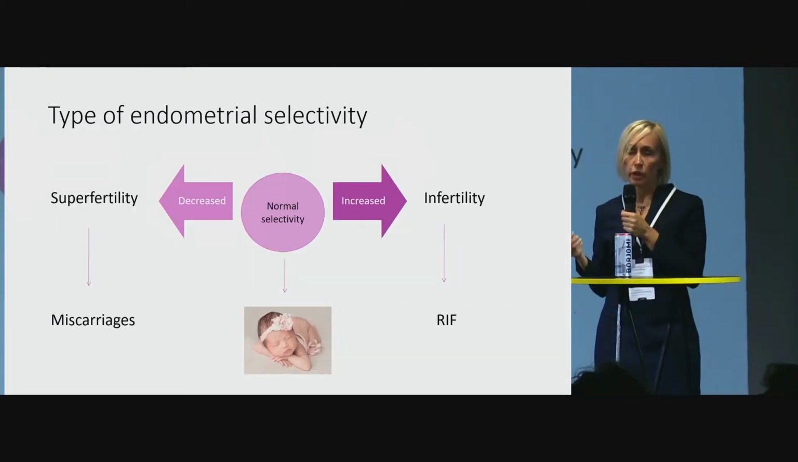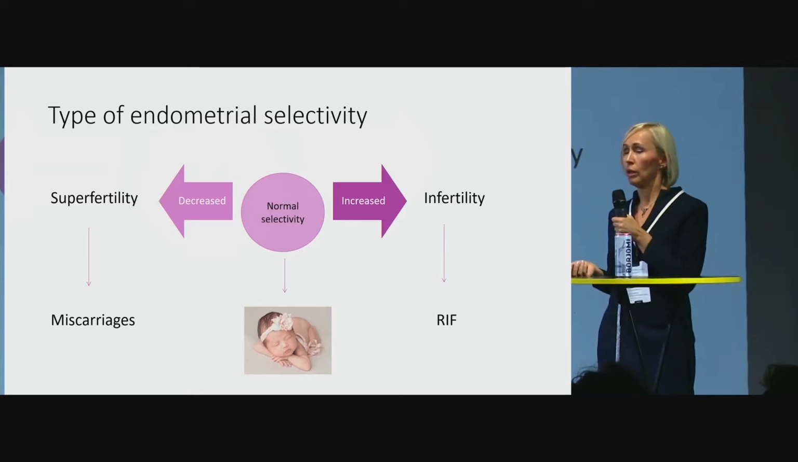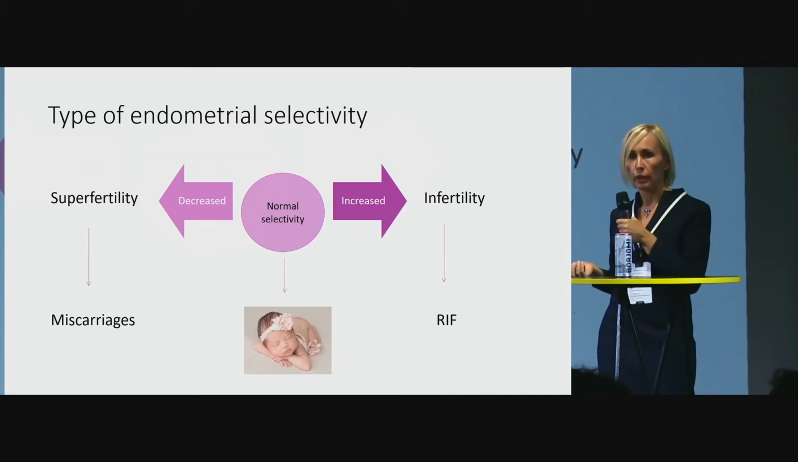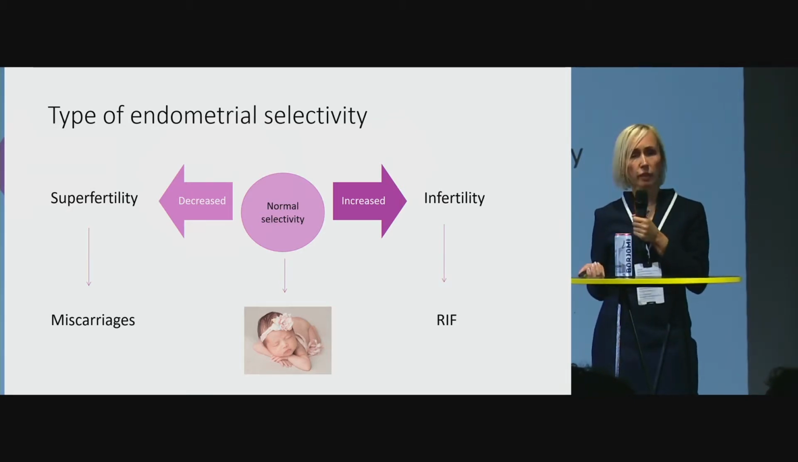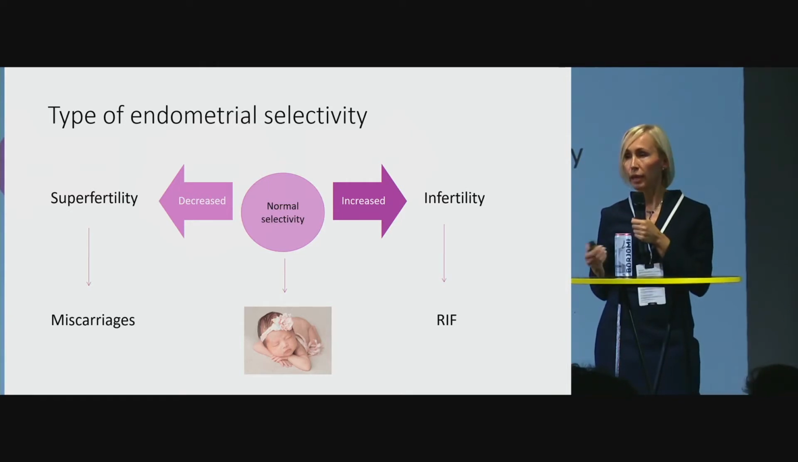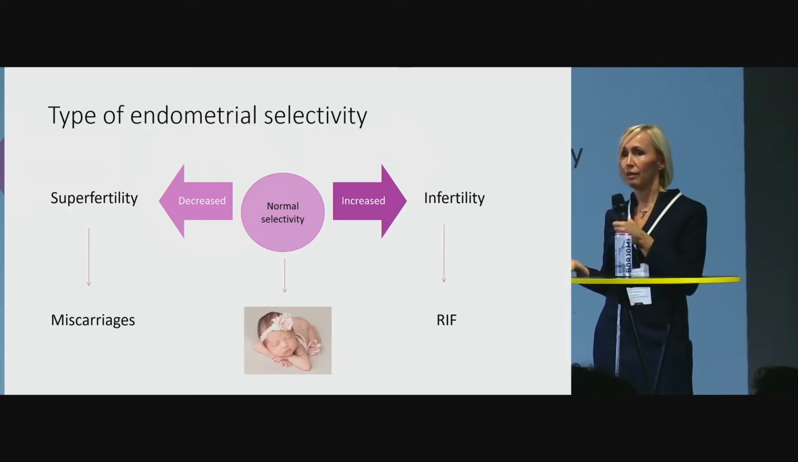So, about endometrial selectivity and its changes. In usual life, selectivity should be normal, because just normal selectivity results in a normal delivery and a healthy newborn. In case of increased selectivity, it means that any embryo, euploid or aneuploid, getting in the uterus doesn't have a chance to be implanted. On the other side, with decreased selectivity, any embryo, euploid or aneuploid, getting to the uterus has all the time a chance to be implanted. But the result of this problem will be miscarriage.